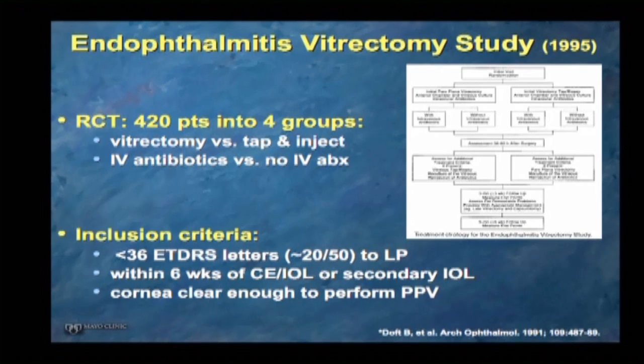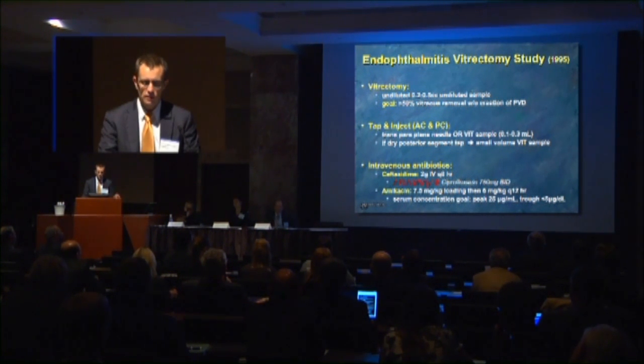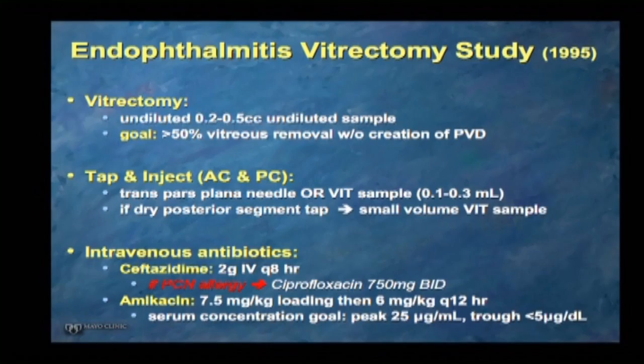In order to be enrolled, you had to have a cornea and anterior media that was conducive to performing a vitrectomy, should that be where you were randomized. So the patients who did undergo vitrectomy, after an undiluted sample, would have a small amount of the central vitreous taken. You had to get more than 50% of the vitreous, but it was strictly recommended not to create a posterior vitreous separation. So this is a very conservative vitrectomy.